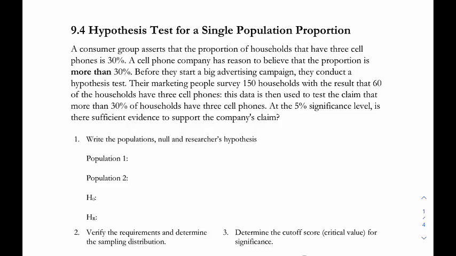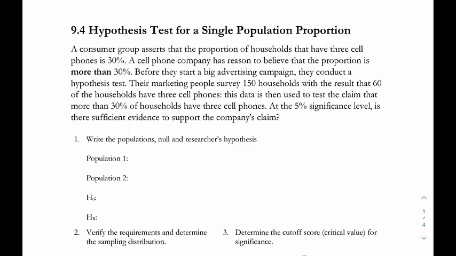Their marketing people surveyed 150 households, with the result that 60 of the households have 3 cell phones. This data is used to test the claim that more than 30% have 3 cell phones. At a 5% level of significance, is there sufficient evidence to support the company's claim?